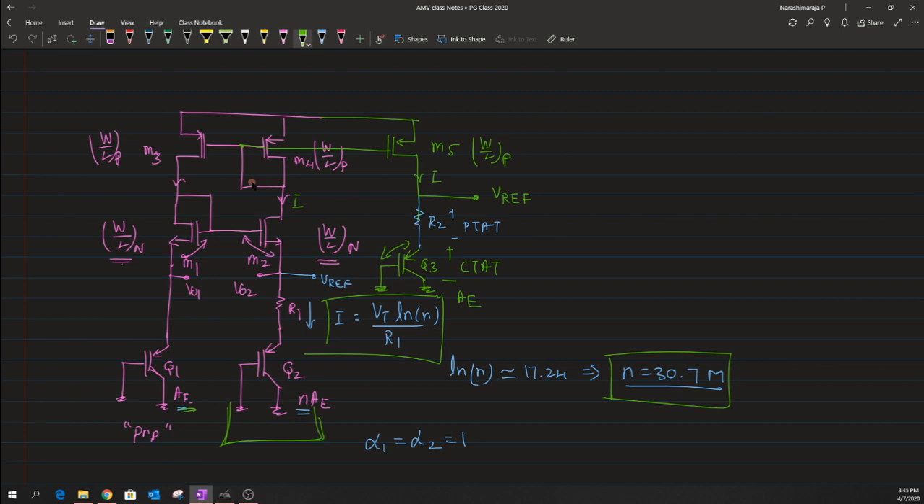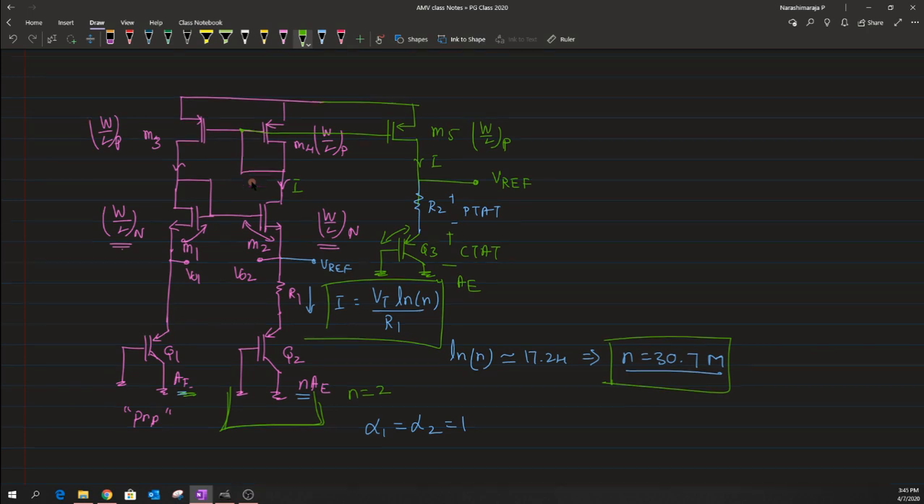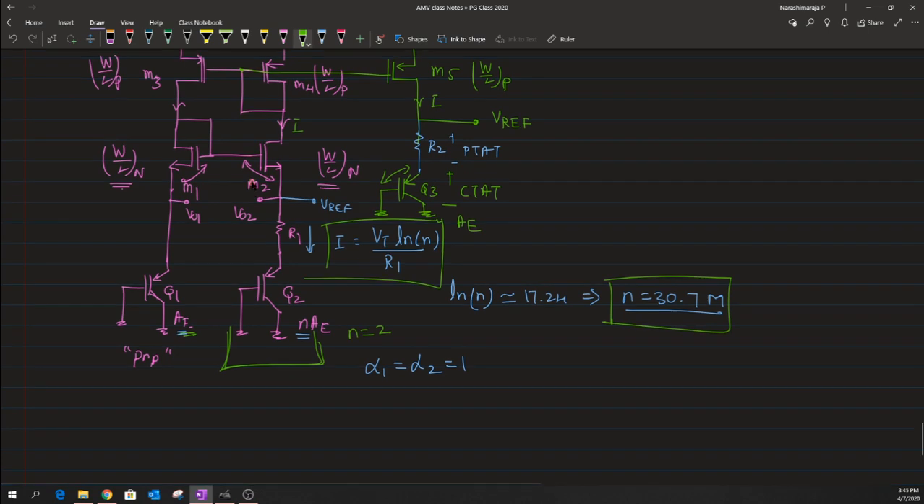So what I really mean is that instead of having a factor of n that is equal to 30.7 mega, one could even use a factor of n that is closer to 2. But I can use this resistance of R1 and R2 to create a large factor of 17.2. Hope that I am not confusing you people.